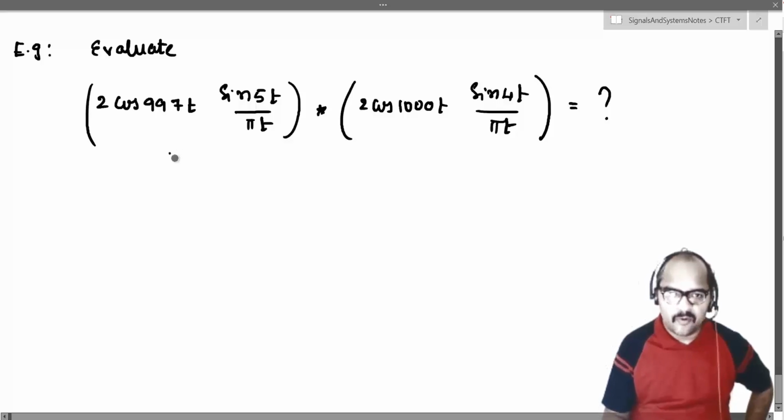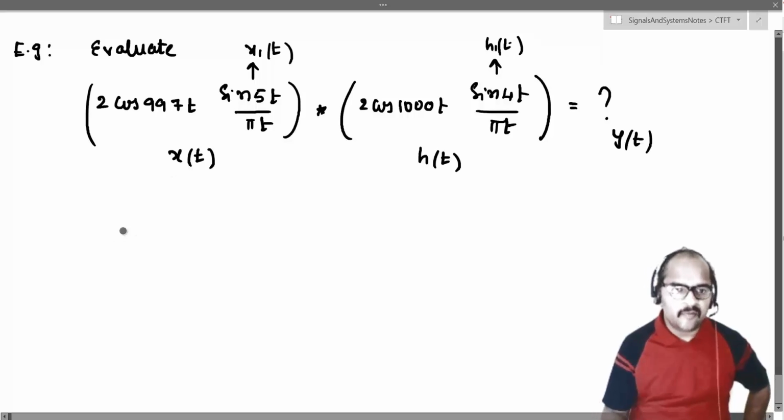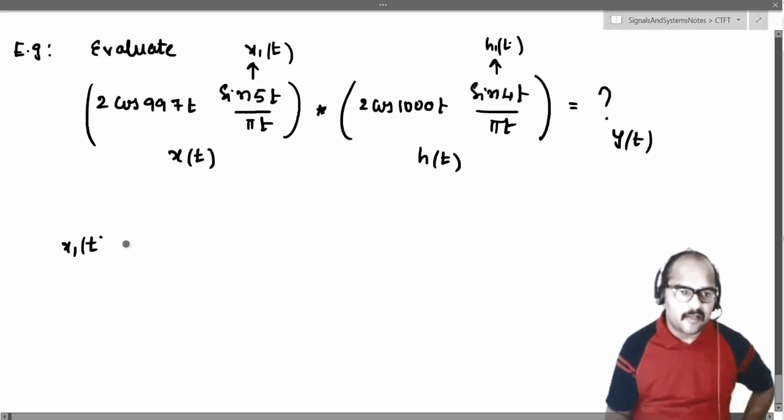So this first signal, let us call that x of t, and the second signal, let us call that h of t, and whatever we get at the output, let us call that y of t. Next, sine 5t divided by pi t, let us call that x1 of t, and sine 4t by pi t, let us call that h1 of t. To make our life simple, let us start with x1 of t, which is equal to sine 5t divided by pi t.